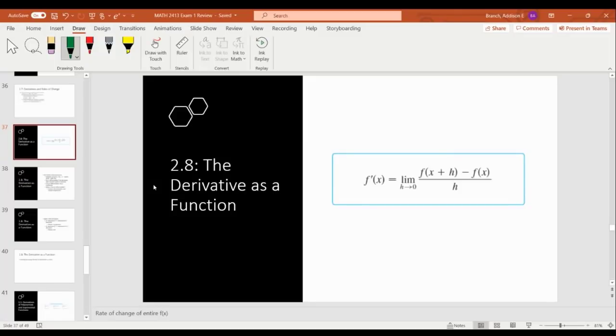So section 2.8 is going to be the derivative as a function. 2.7 was just looking at derivatives at specific points, whereas 2.8 is looking at derivatives of full functions. Essentially, the limit definition of the derivative as a function will be the limit as h approaches 0 of f of x plus h minus f of x over h. That will give you the rate of change of your entire initial function. You can plug in any point into that, and it will give you the rate of change at that particular point, as in the previous one.